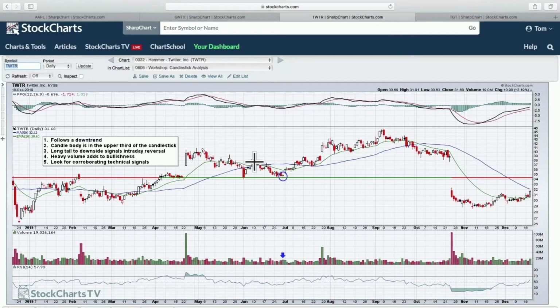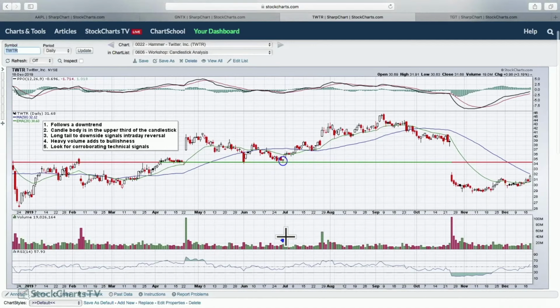So what I look for with the hammer is follow a downtrend. You want to see it coming in after a downtrend. You would like to see it finish with the candle body in the upper one-third of the candlestick, which this one does. A long tail to the downside, longer better, especially if it goes down below support and then comes back up and holds it. That's when I find it to be very bullish. The higher the volume, the better.